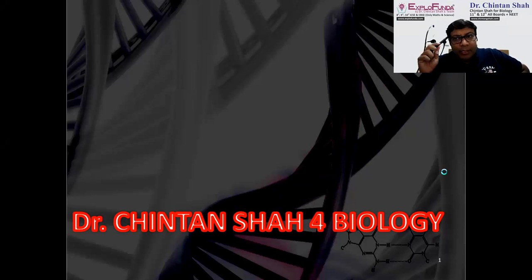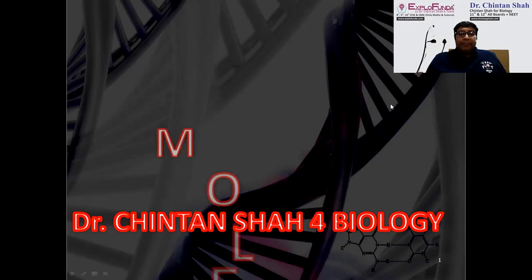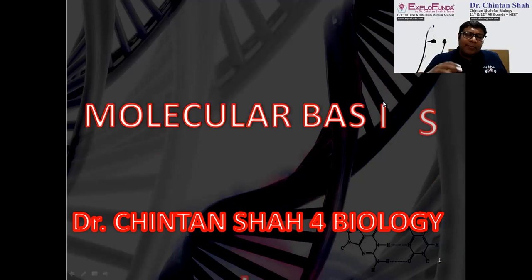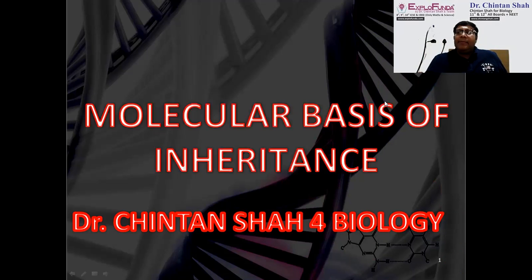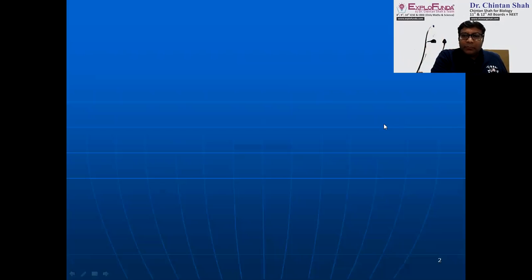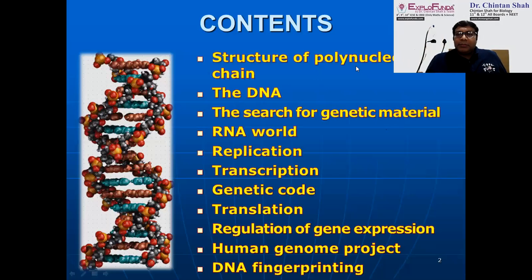It was really a great confusion, because in the era of Mendel nobody knew, and the microscope was not there. Since the microscope was not there, there was no proof about the molecular basis of inheritance, and that's why it's very important. In this chapter we are going to study 3 or 4 main things. I will tell you what kind of topics we are going to study. First, we will study the structure of the polynucleotide chain.